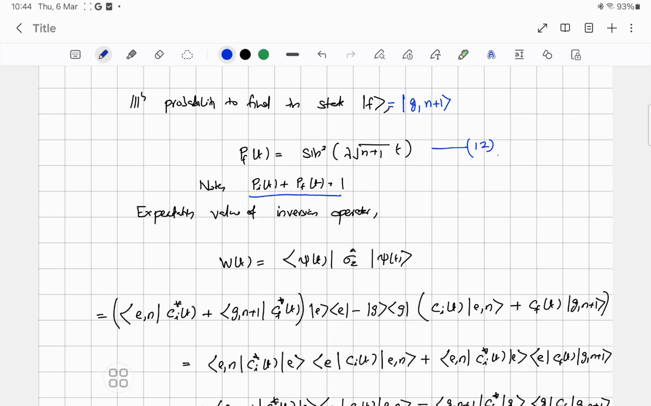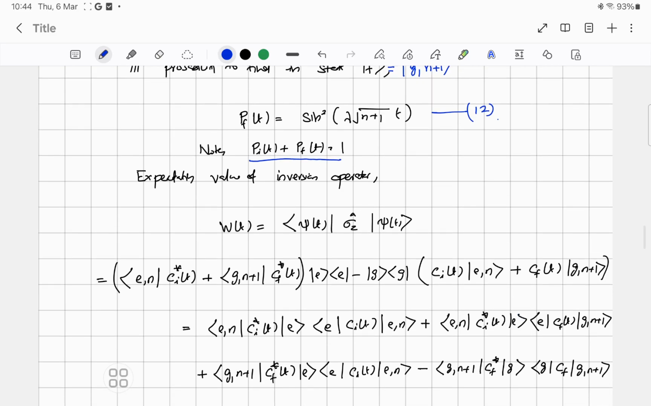the system evolves with time. A better quantity is the inversion operator, so we can calculate the expectation value of the inversion operator. Recall sigma z is the inversion operator, which is nothing but |E><E| minus |G><G|. The expectation value of the inversion operator is written by the symbol W of t. It is the expectation value between the state psi of t for the operator inversion sigma z.